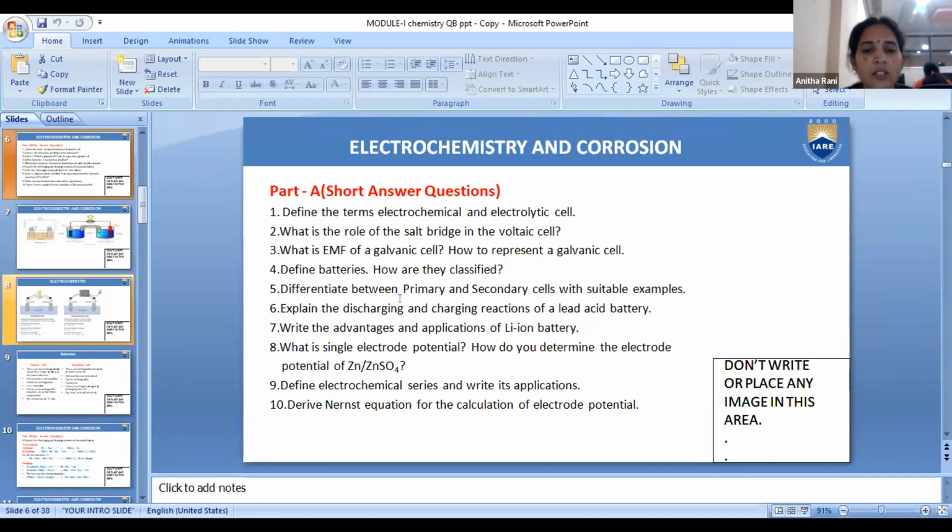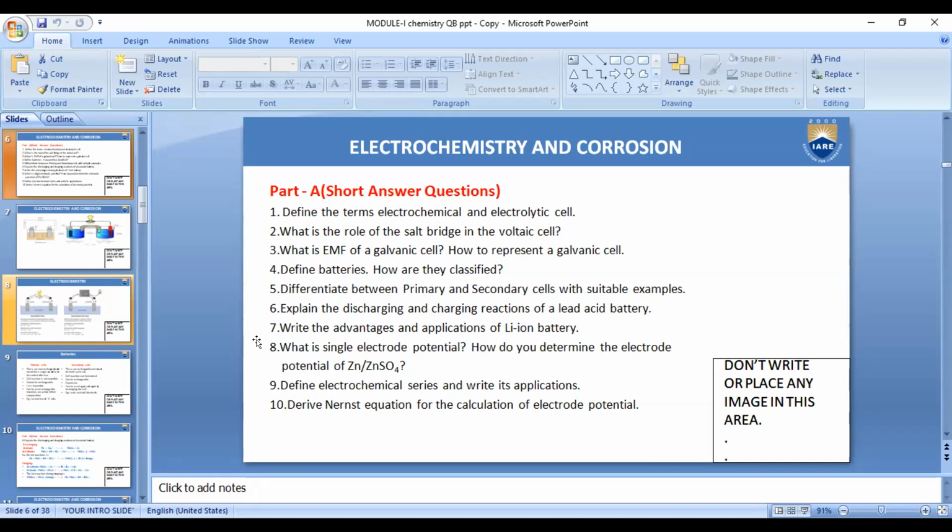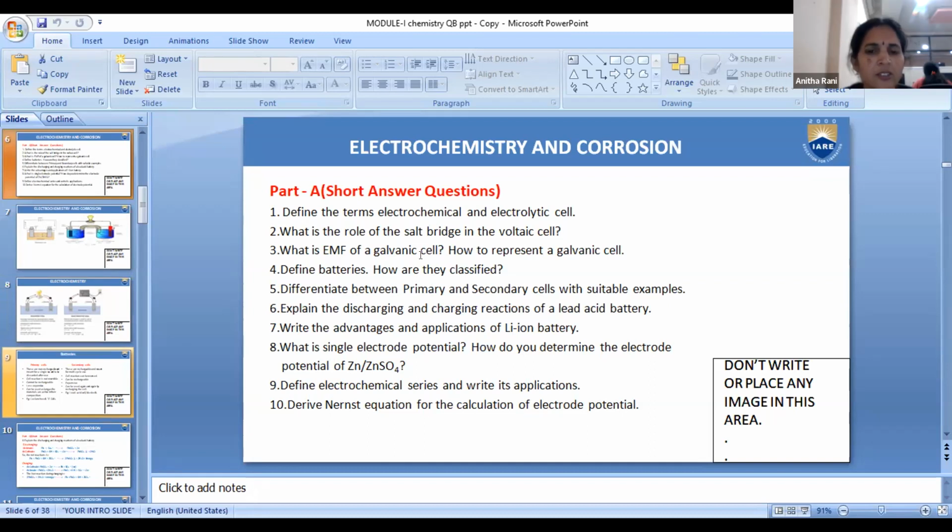Tell me any two differences between primary batteries and secondary batteries. Primary batteries cannot be recharged. Primary batteries are single use, non-rechargeable batteries.